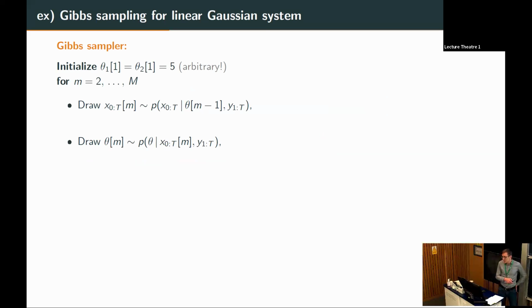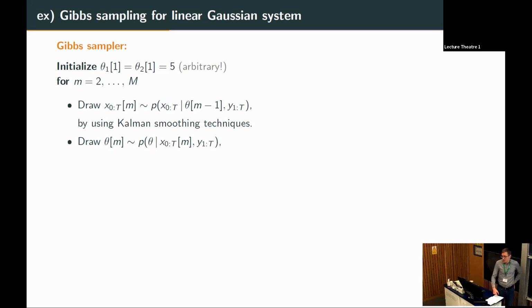And we will then group these variables together so that we sample all the x variables jointly from their conditional distribution conditionally on theta and y. And then we will sample theta from its conditional distribution given x and y. In some sense, a two-stage Gibbs sampler, but in each step of this, we sample more than one variable, or one chunk of variables.